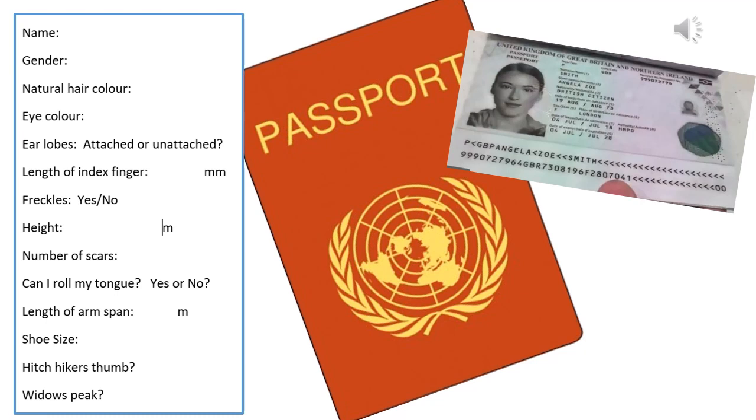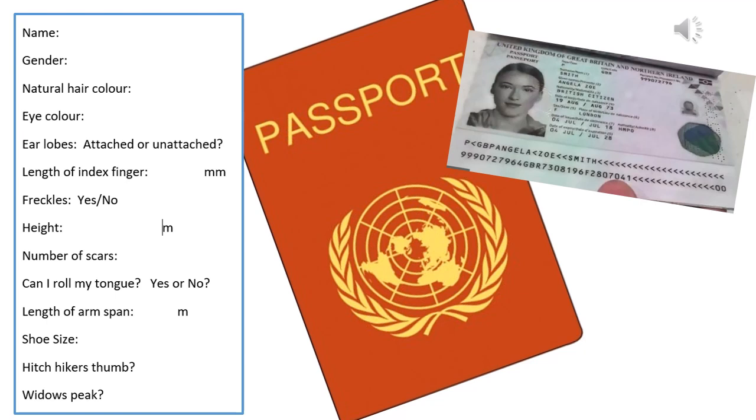So on your passport, you need to have things like your name, your gender, what's your natural hair colour, what's your eye colour, are your earlobes attached or unattached, as you found out earlier? What's the length of your index finger? That's your first finger. Have you got freckles? How tall are you? How many scars? You've got to count them up. Can you roll your tongue? Give it a go again. Can you do it?